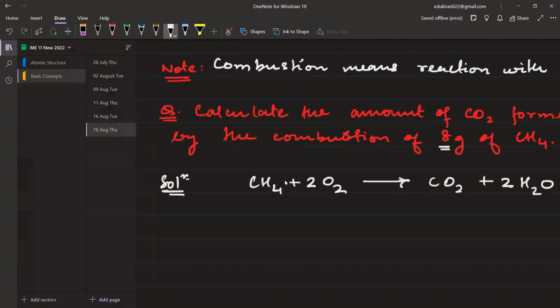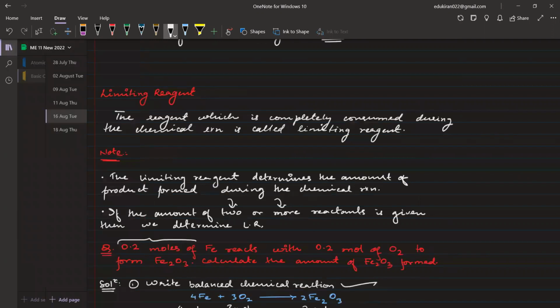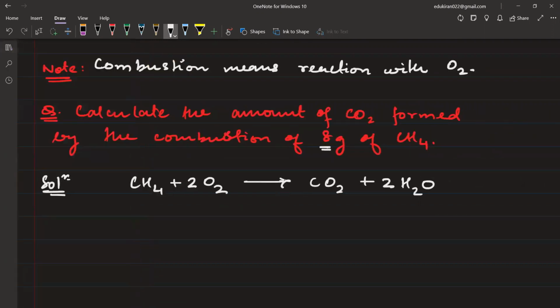अब ये भी चीज जो है ना हमने यहाँ पे लिखा है, if the amount of 2 or more reactants is given, then we determine the limiting reagent. Otherwise, we don't determine the limiting reagent. So right now, if you don't have to determine the limiting reagent, you don't have to write the need statement. You can directly write the form statement.